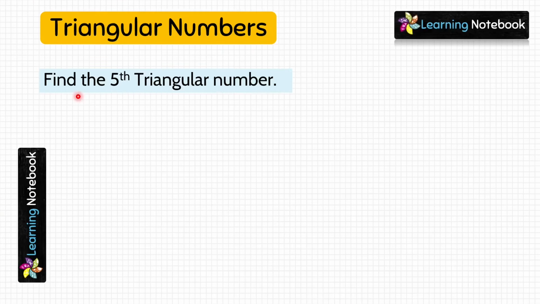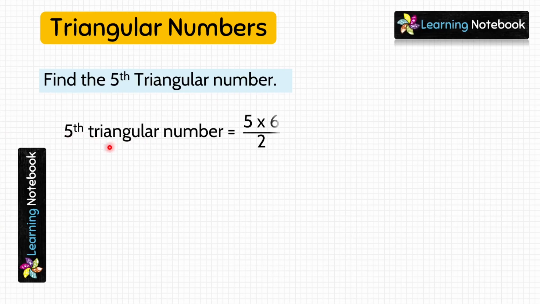First, let's find the fifth triangular number. To find the fifth triangular number, first we will write 5, and then we will multiply it by the next number, which is 6, and divide both of them by 2. Now simplify this.